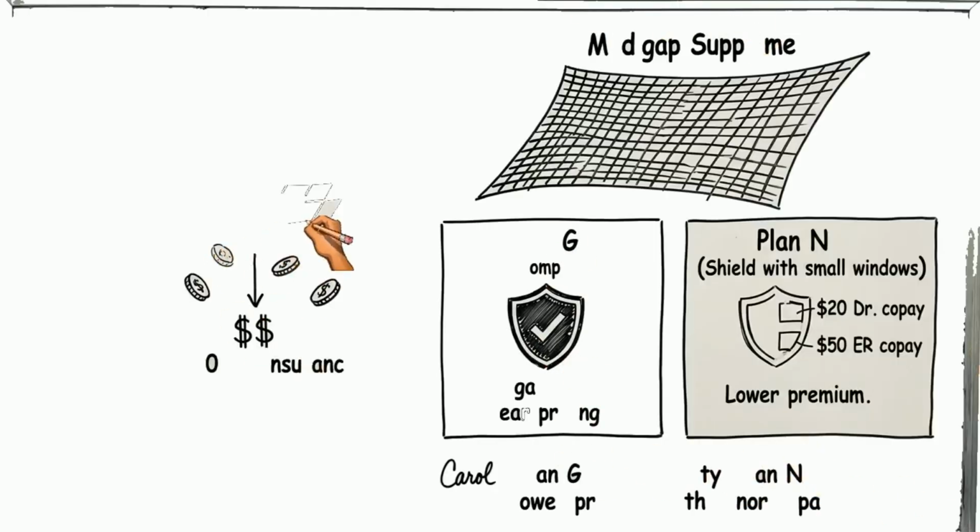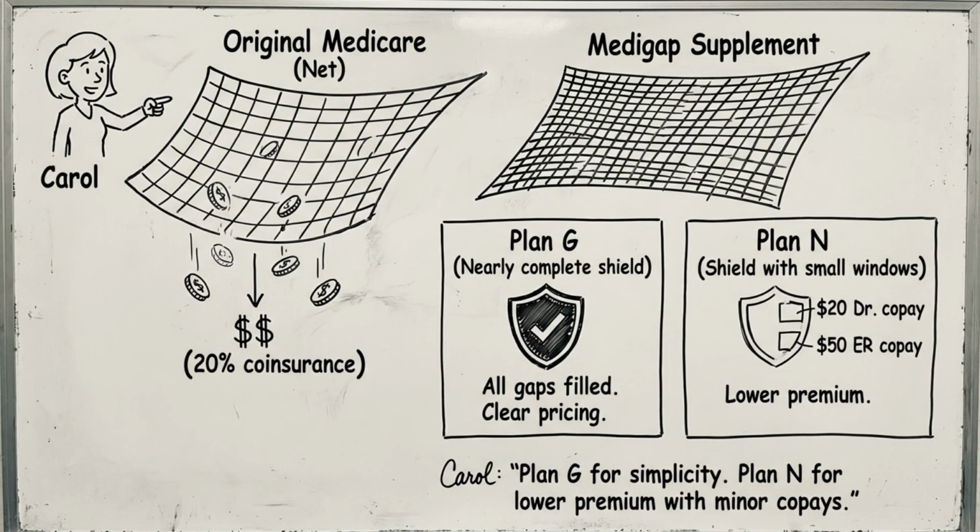The key decision: Plan G versus Plan N. Plan G covers almost everything, with predictable costs and no copays. Plan N has a lower monthly premium, typically $30 to $60 less per month, but a $20 copay per doctor visit and up to $50 for emergency room visits that do not result in admission.